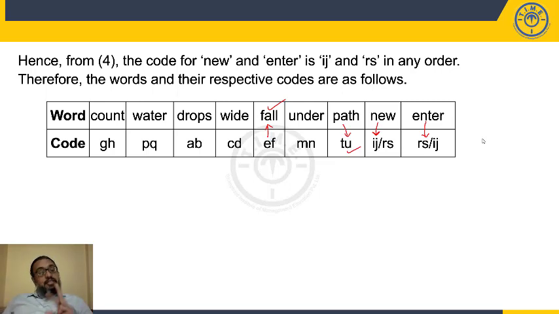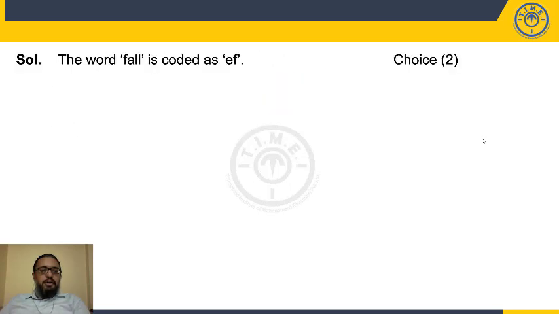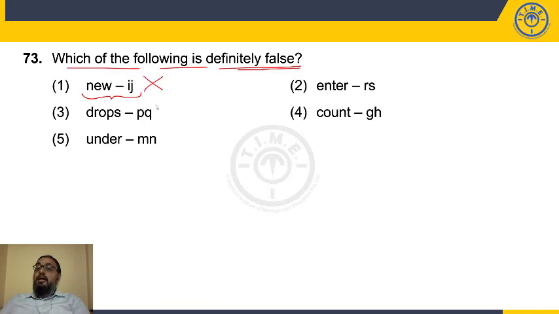So that is why the code is IG or RS. For new, it is IG or RS. For enter, it is RS or IG. So any one of these could be the code for those words. So you cannot say 100% false. Definitely means 100%. Correct? Okay. So first option here is not your answer. I cannot say it as definitely false.